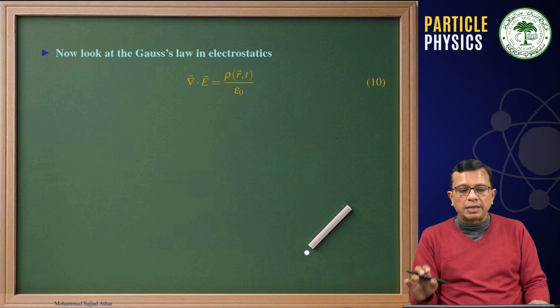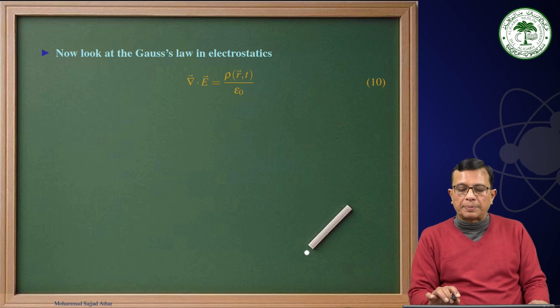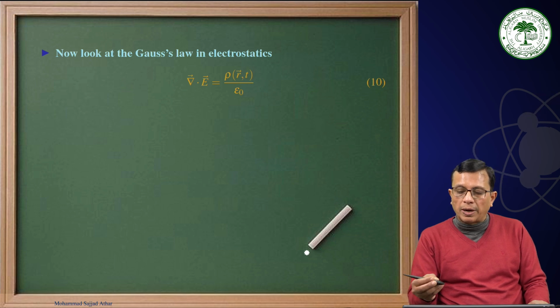Now, look at Gauss's law in electrostatics, where divergence of E is rho upon epsilon naught, rho is the charge density. Therefore, this is not going to change under parity operation. While what is del?